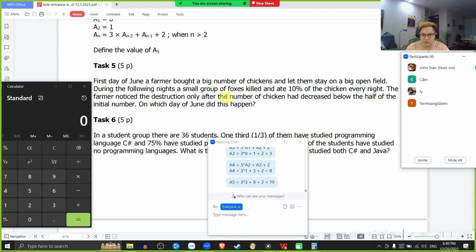Class, be careful with every word. Be careful. During the following nights. Trong những cái đêm tiếp theo đó. Tức là có tính cái đêm số 1 không? During the following night, does it mean it counts the first night? Không tính đêm số 1 nha. So it means you do not count the first night of June. But you count from the second night of June and onwards. Mình sẽ đếm từ cái đêm thứ 2 của tháng 6 trở về sau.